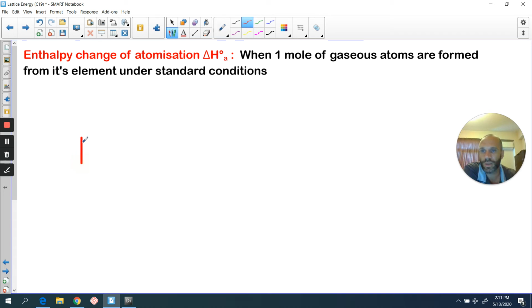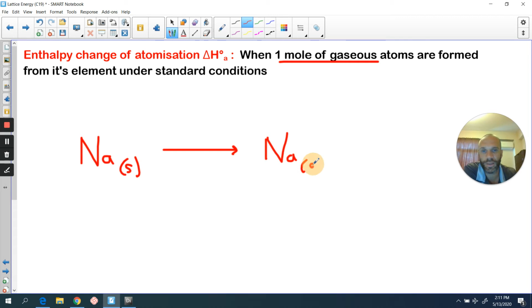Let's take something like sodium. Sodium exists as a solid in its standard state, so there's your solid there. What we're talking about when we atomize that, because there's not much going on really, except that you need to realize that it's talking about the formation of 1 mole of gaseous atoms. So you're going from sodium solid to sodium as a gas, and obviously that requires energy.